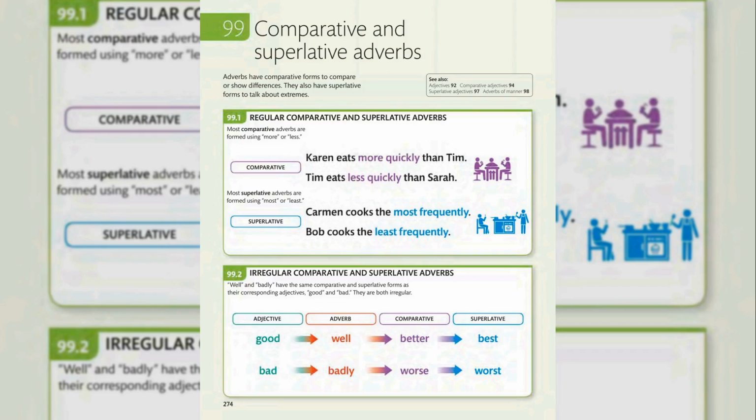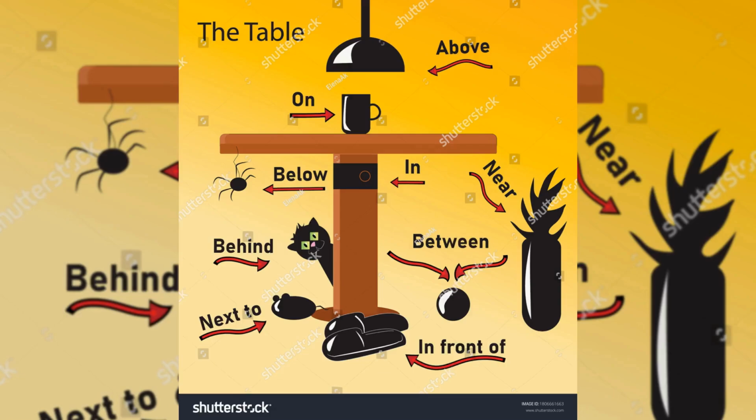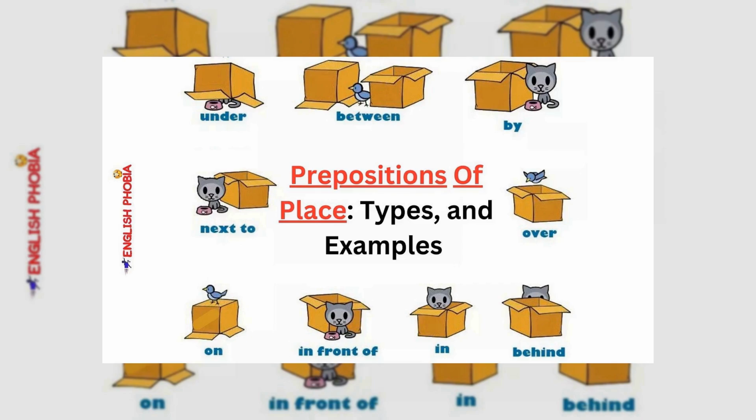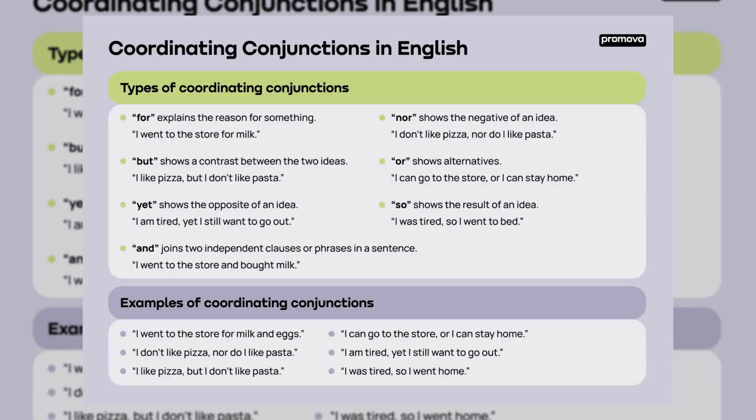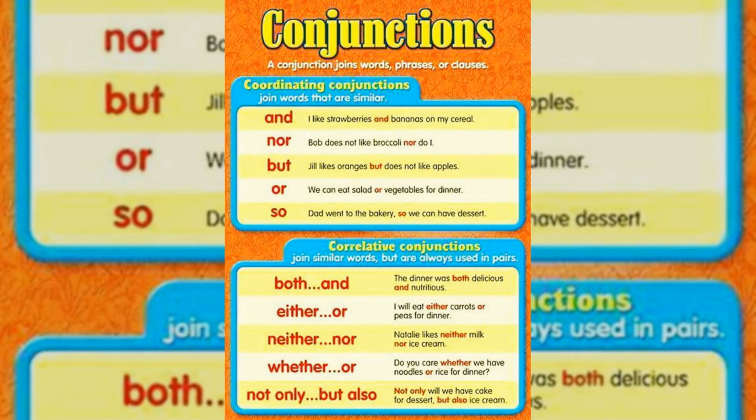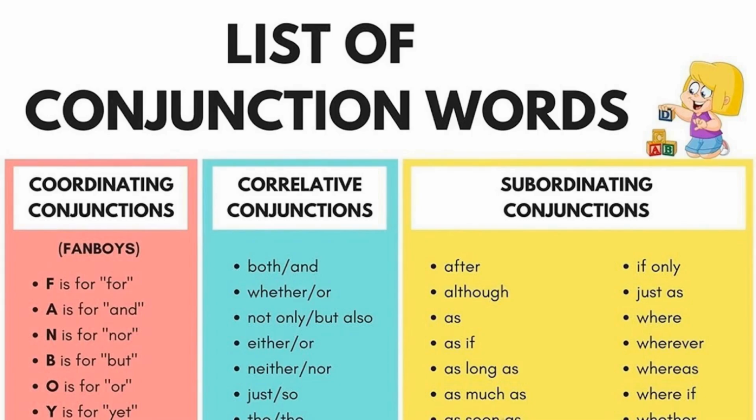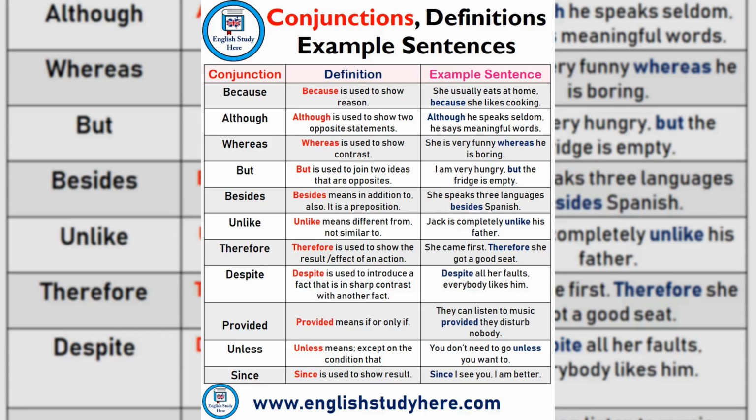Lecture 7, Prepositions and Conjunctions. Objectives, learn how to connect ideas and show relationships between words. Prepositions show the relationship between nouns and other parts of the sentence. Example, the book is on the table, she went to the store. Conjunctions link words or groups of words. 1. Coordinating conjunctions. Example, and, but, or. I like apples and bananas. She is tall but shy. 2. Subordinating conjunctions. Example, because, although.